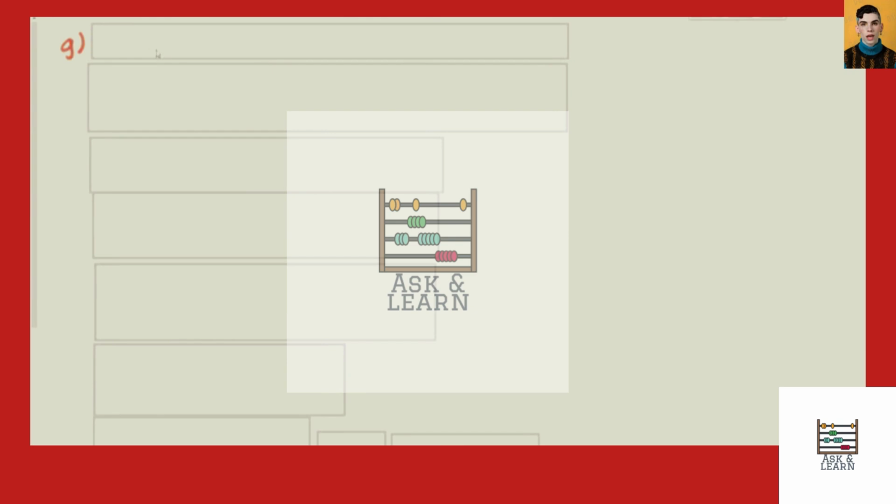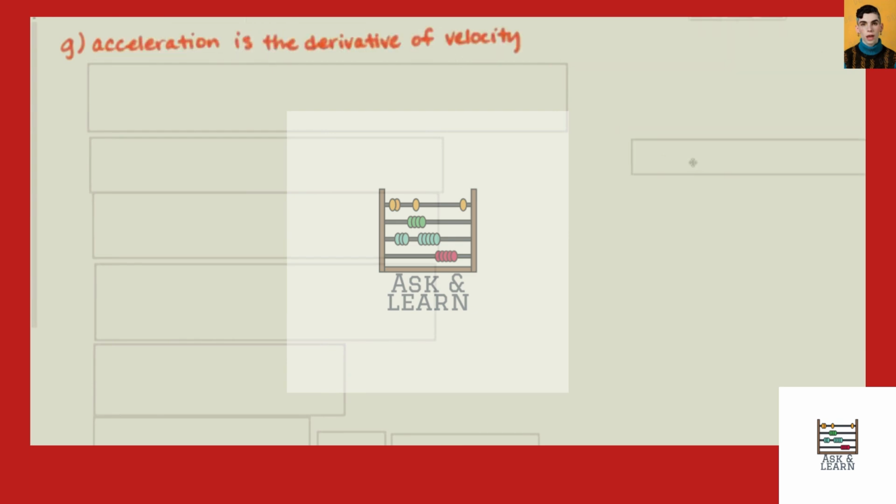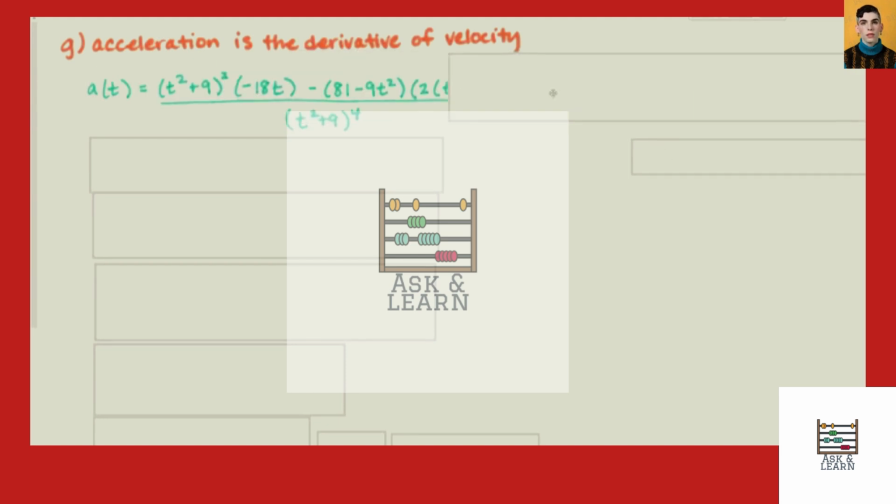For part G, we want to find the acceleration. And remember, acceleration is the derivative of velocity. So we had our velocity equation. Now we take the derivative of it using the quotient rule, and we get our acceleration equation. So here we have the bottom times the derivative of the top minus the top times the derivative of the bottom, using the chain rule to do that, over the bottom squared.